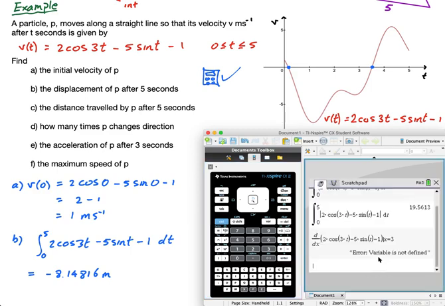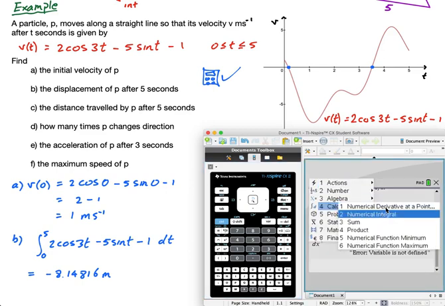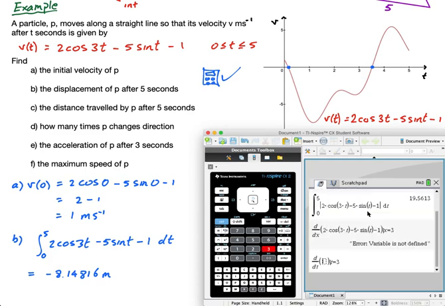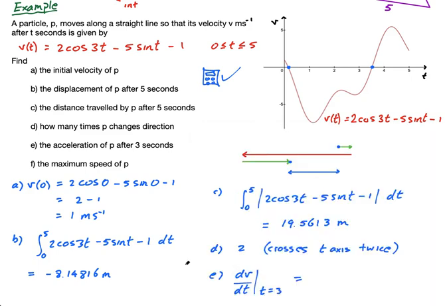Oops, I did something wrong. Okay, because I used t here, and the derivative is with x. Right, let me do that again. I need menu, calculus, numerical derivative at a point, x. Okay, well actually I could just use t here. The value is 3. Now do my paste, Control V, press enter, and I get 2.47725.